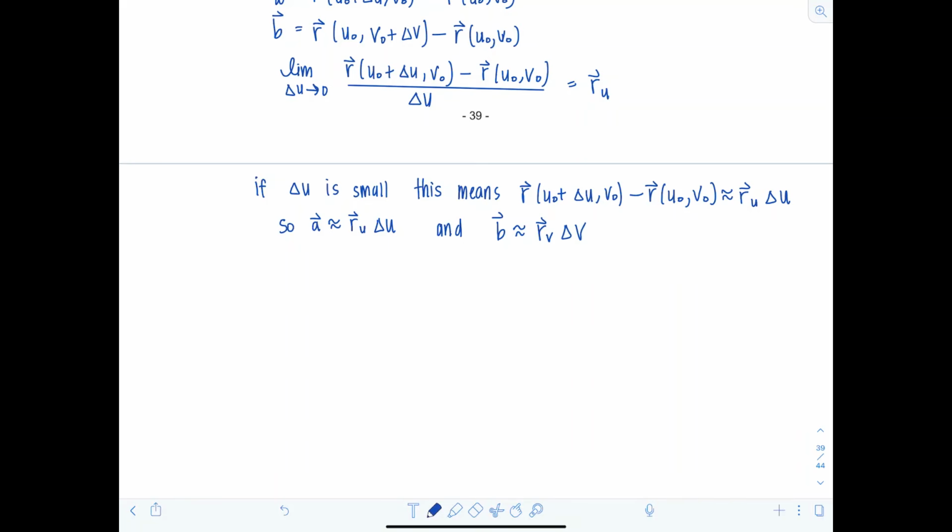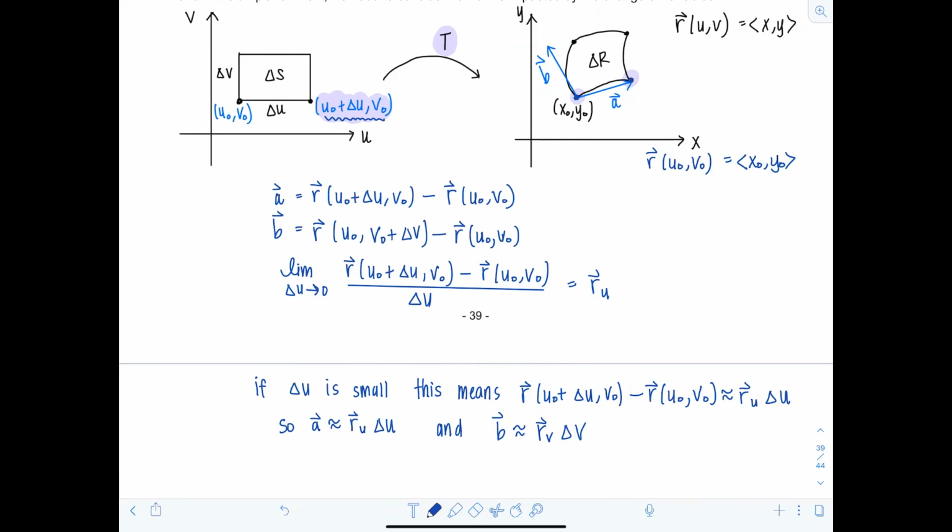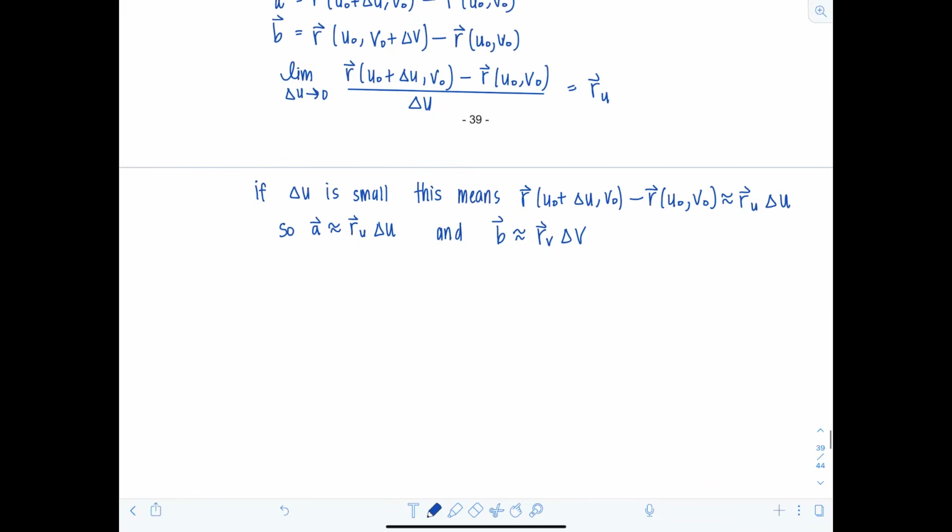Well, why do I care about these vectors A and B? Well, remember, if I take their cross product and then take the magnitude of that cross product, that gives me the area of the parallelogram that's formed by those two vectors. And while that's not going to be perfectly giving me the area of delta R, it's going to give a good approximation. So this tells me that the small piece of area delta A, which is delta R here, is approximately equal to the magnitude of A cross B.